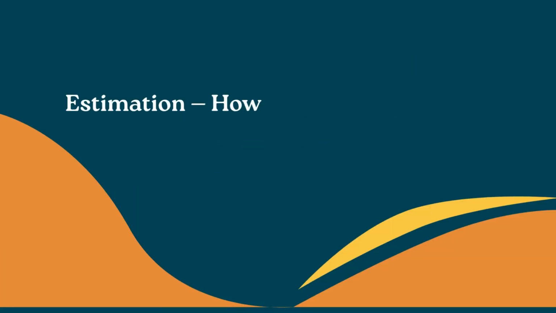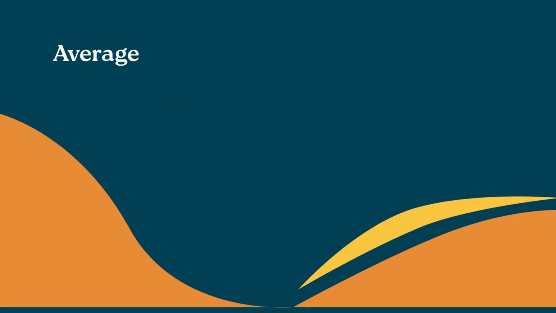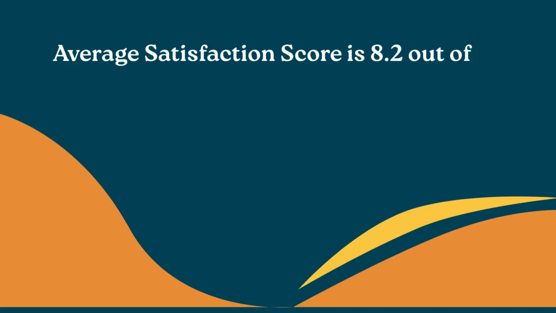Estimation shows how close our guess is. Suppose we survey 200 customers and find that their average satisfaction score is 8.2 out of 10. We can use that sample mean to estimate the true population mean. But we also know there's uncertainty. Different samples might give slightly different results. So instead of giving a single number, we give a range called a confidence interval.